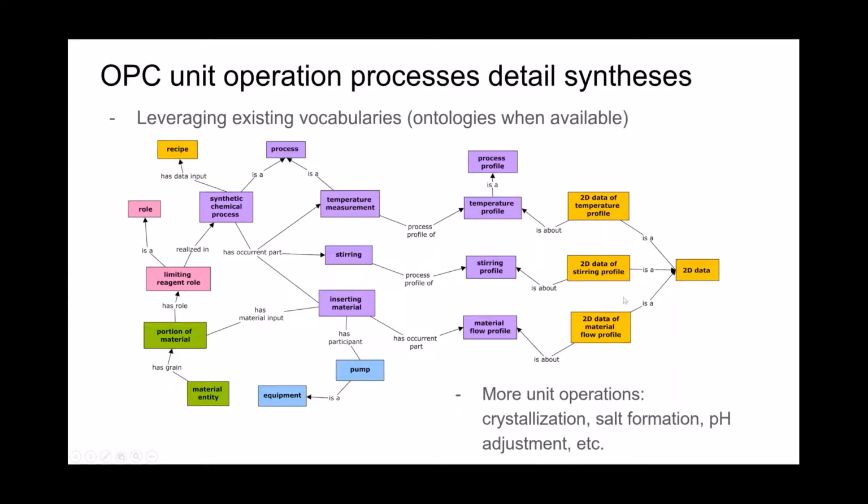And then now we have data. Data will be generated during the whole process. So each profile will have data, like 2D data of a temperature profile, or 2D data of a stirring profile, etc. And those data will be somehow linked with the reality, with the process. So we can use the reality, the process ontology, to explain the data and put all that together.